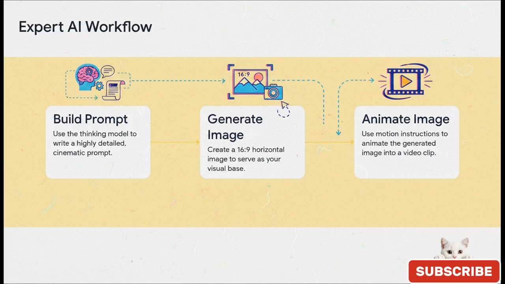Generate a wide 16:9 horizontal image. Why? Because that gives you the absolute perfect visual base for a video clip. Then, and only then, in step 3, you take that clean image and use motion instructions to animate it. Going from image to video gives you infinitely more control than just crossing your fingers on a text-to-video prompt. You can even upload your own photos and animate those.